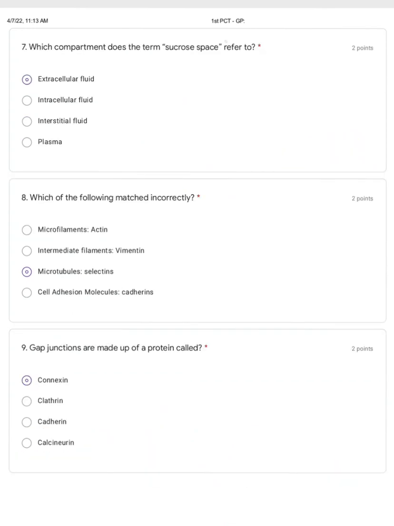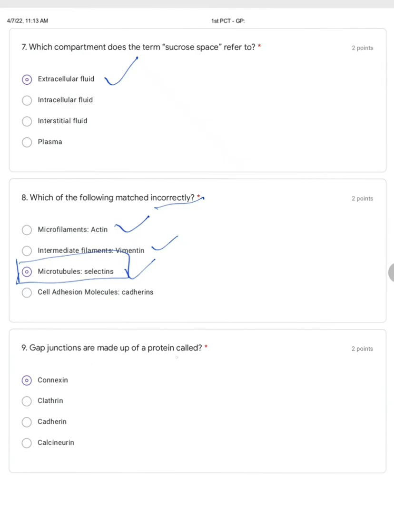Which component does the term sucrose space refer to? It is ECF. Which of the following match incorrectly? Okay, so the answer is the microtubules and selectins are given. Others are the right options. Microfilaments, actin is right, intermediate filament remain, but you have to choose the incorrect. So you have to choose the incorrect pair, and this one is mitochondria, selectins is incorrect.